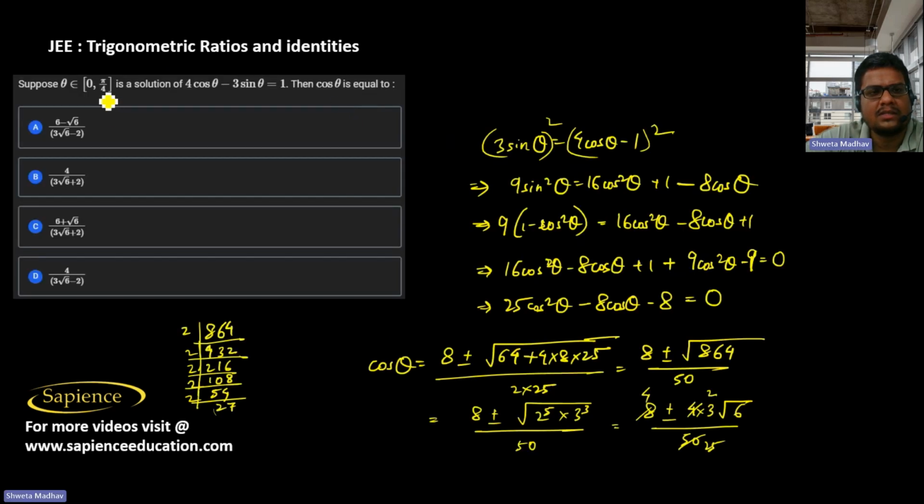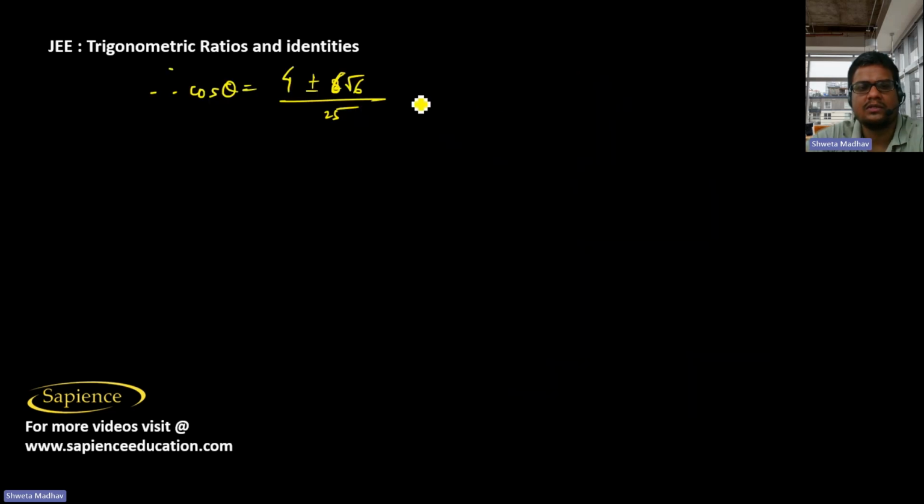Now 6 root 6 is obviously more than 4. So in this region from 0 to pi by 4, cos theta is obviously greater than 0. For theta belonging to 0 to pi by 4, cos theta should have a positive value only, so this negative sign we should not take. Therefore it will be (4 plus 6 root 6) by 25.